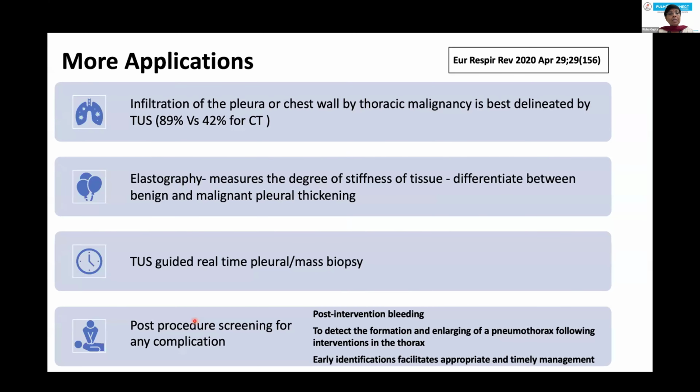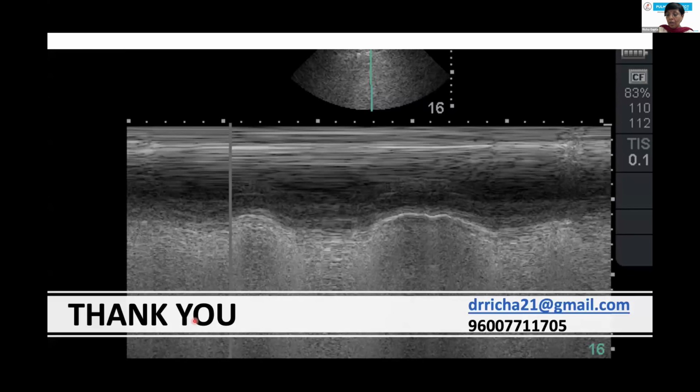So I think more applications are there, and the use of ultrasound has significantly increased over the last 2 decades, and there is no dearth of us using the ultrasound. In fact, it seems we are using it more often rather than even a stethoscope. So with this, I will end, and thank you so much.